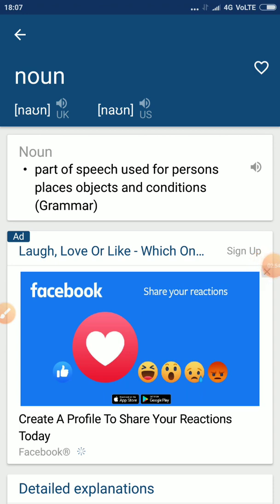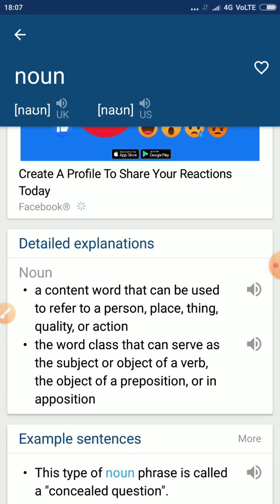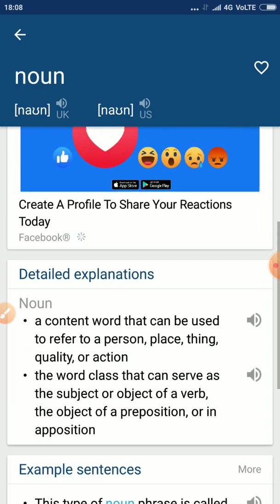What is a noun? It can be defined as a part of speech used for a person, place, object, and conditions. On the other hand, you can also write that a noun is a word that can be used to refer to a person, place, thing, quality, or action. Another definition: a word class that can serve as the subject or object of a verb, the object of a preposition, or in apposition. That is also called a noun.